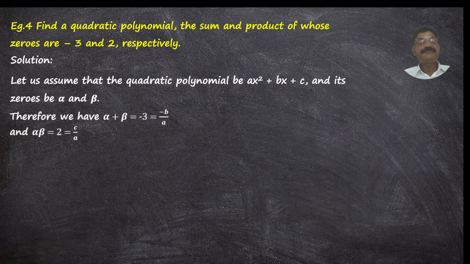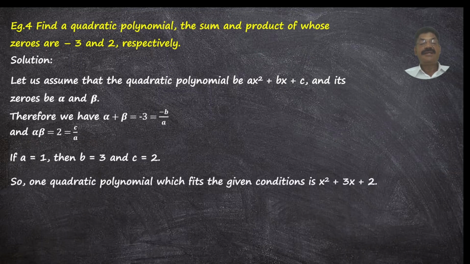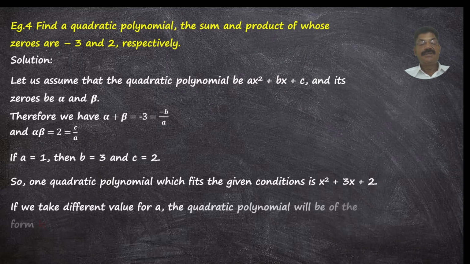Let us see. So we are given alpha plus beta is equal to -3. You know the relationship between zeros and coefficients. Therefore, it is equal to minus b by a. Similarly, alpha beta is equal to 2, which is equal to c by a. Now, in these equations, if we take a is equal to 1, you can take any value for a, but it is better to assume a is equal to 1. Then obviously b is equal to 3 and c equal to 2. Now you can write down the polynomial. Because a equal to 1, b equal to 3, c equal to 2, therefore, the polynomial is x square plus 3x plus 2.